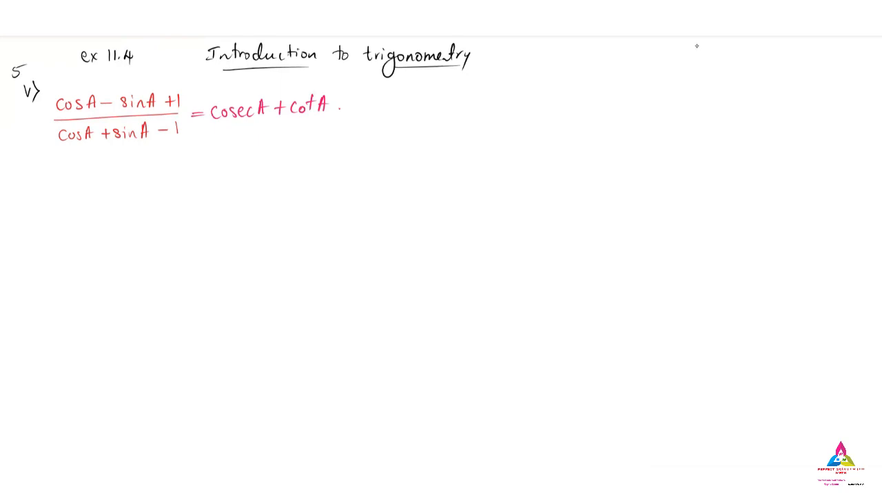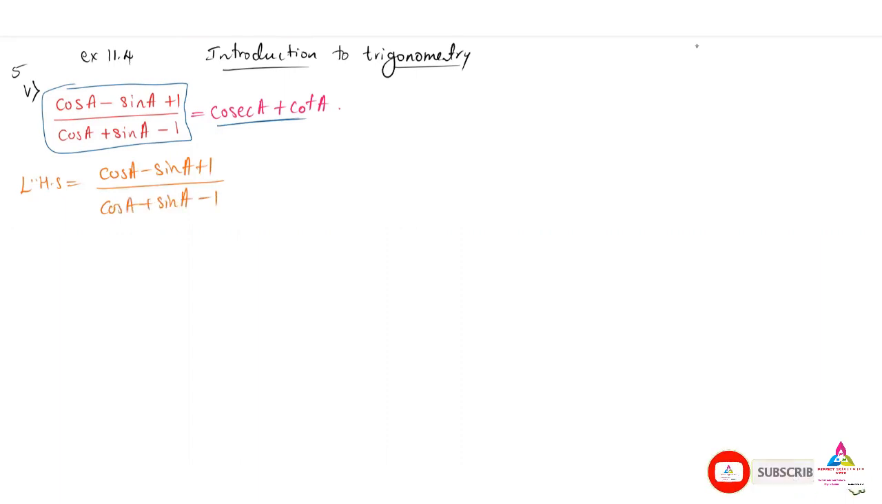We have to take the left hand side, that's what we have here, and we have to prove the right hand side, that is cosecant A plus cot A. So directly I will move on to the left hand side without wasting time. Left hand side is equal to (cos A minus sin A plus 1) whole divided by (cos A plus sin A minus 1). Already I have done this type of problem, but what is the difference in this?